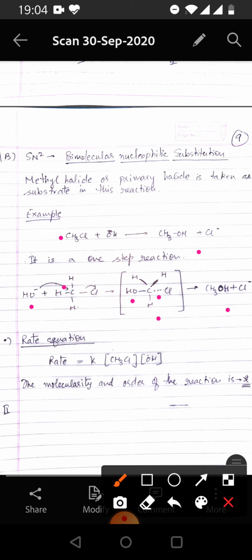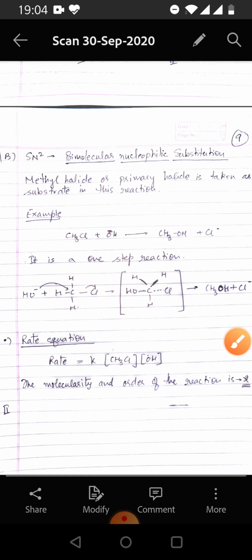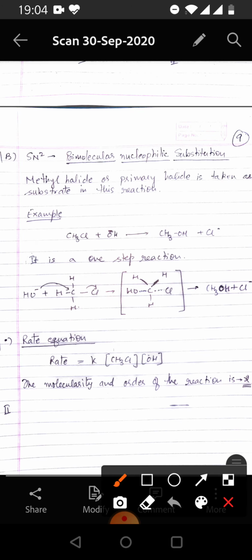If we consider the rate equation of this step, since it is only a one-step reaction, the rate is given by k into the concentration of CH3Cl into the concentration of OH minus. Since this rate depends on the concentration of these two, the order of the reaction is 2, and since it is a one-step reaction, the molecularity of the reaction is also 2.